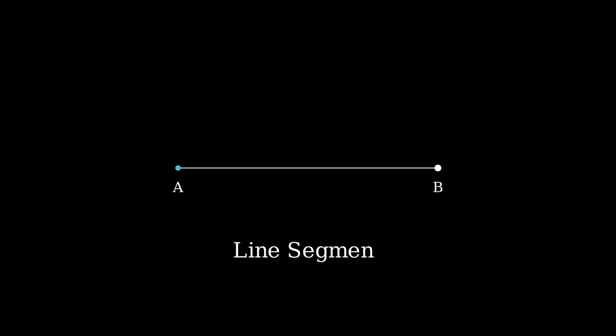But what if we remove the endpoints? Now, the line extends infinitely in both directions. This is what we call a line. A line has no endpoints and goes on forever. We can zoom in or out, but it never stops.